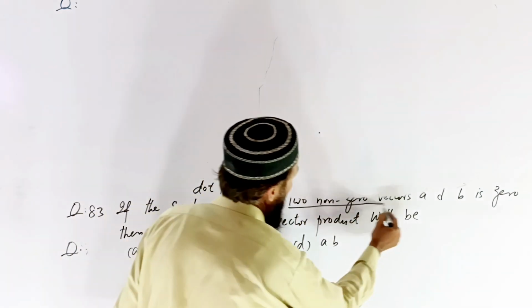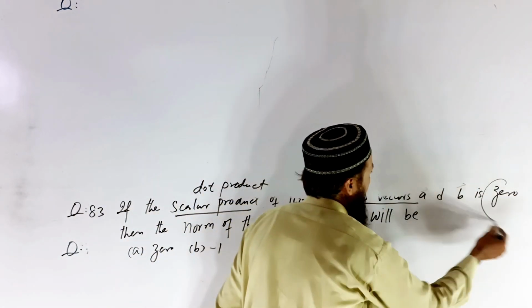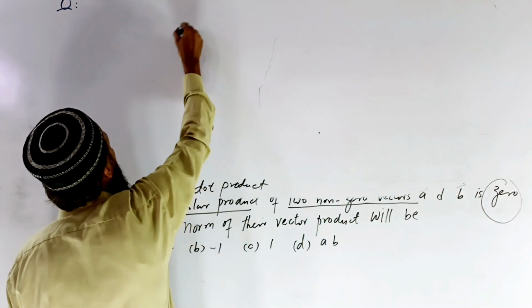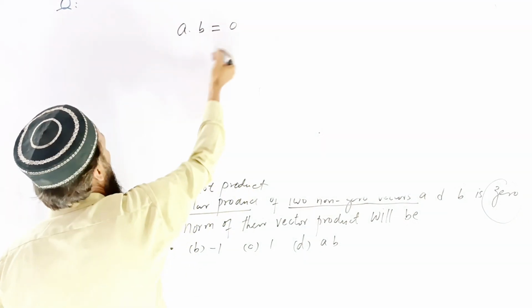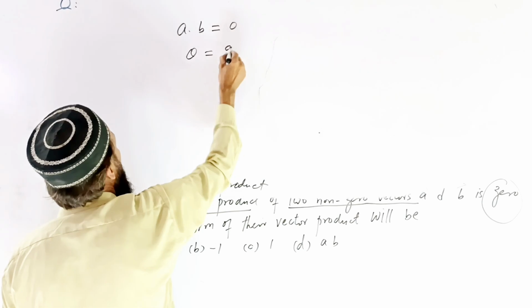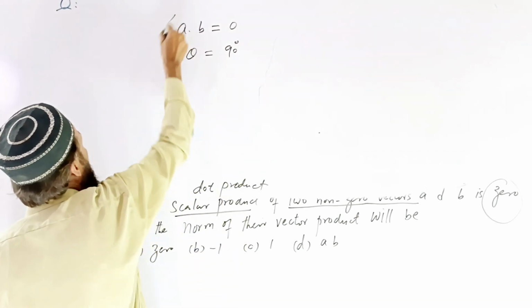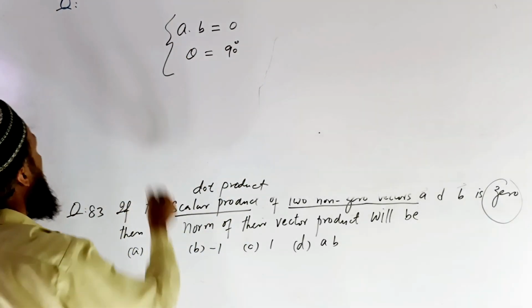If two non-zero vectors A and B have A dot B equal to 0, that is the condition given here. So A dot B equal to 0 means that theta will be 90 degrees, the angle between these two vectors.